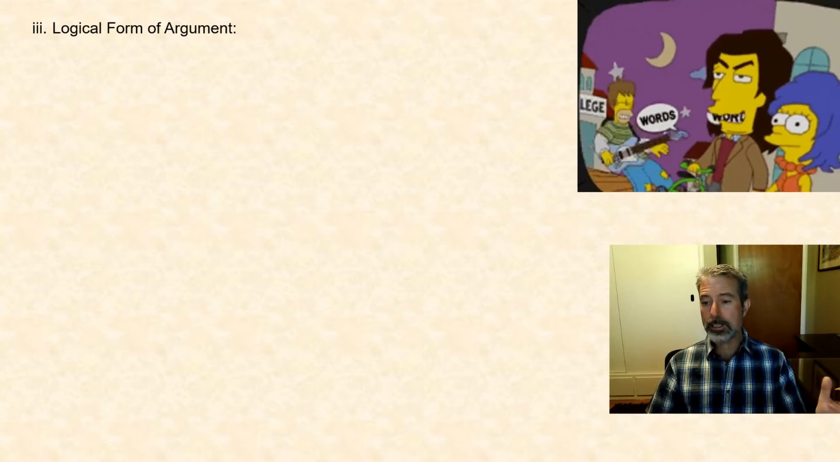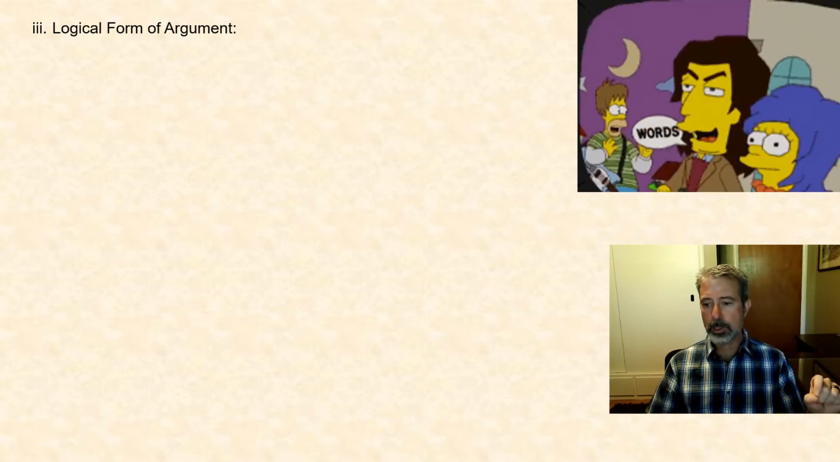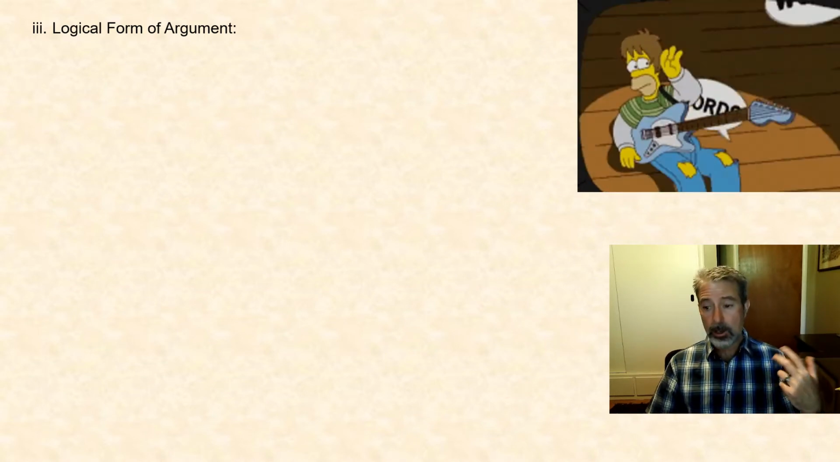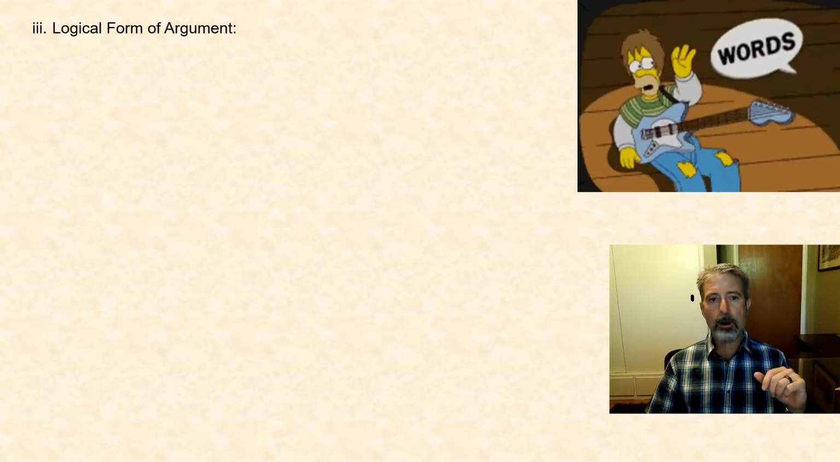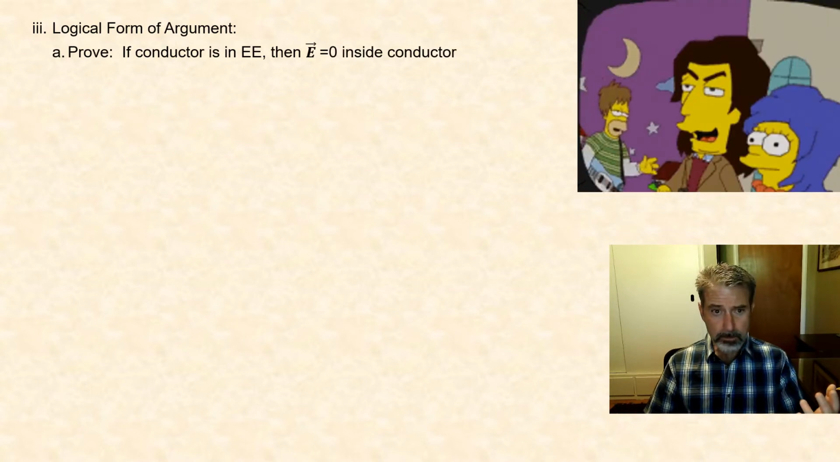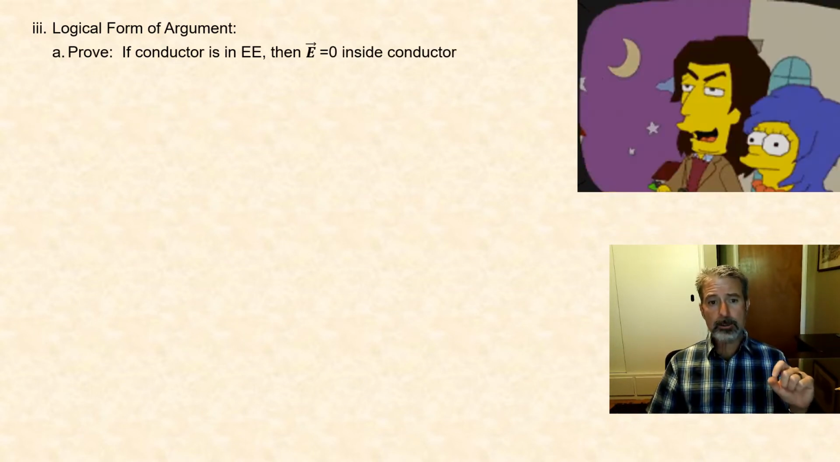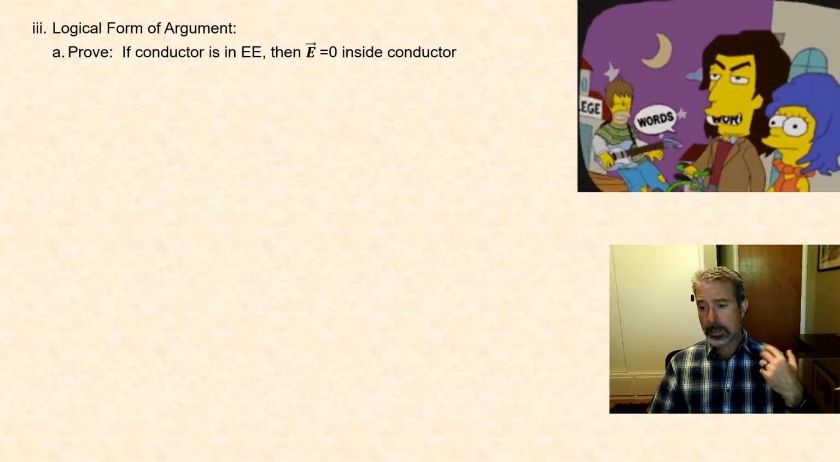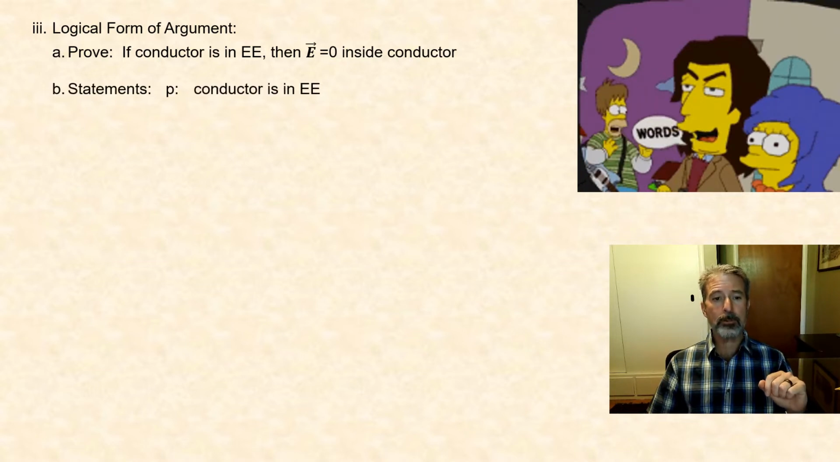This is basically the formalization of the proof that I put forth a couple of slides ago, which is a form of proof that we will use again. It's a very powerful form of proof. So, here we go. If a conductor is in electrostatic equilibrium, then the electric field inside the conductor is zero. That's what we're trying to prove here.